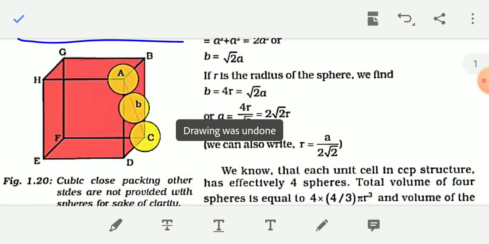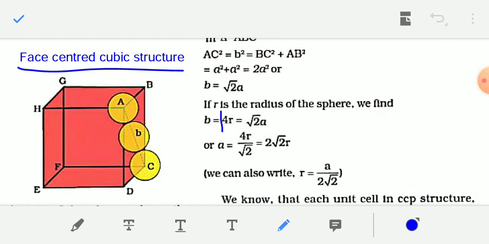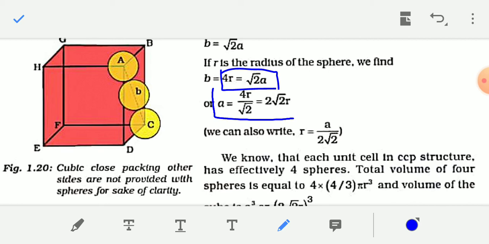So you can write, in the case of a face-centered cubic unit cell, 4r is equal to root 2 a, because the face diagonal AC is root 2 a, where a is the edge length of the unit cell. And r plus 2r plus r, that is 4r, is equal to AC. So 4r is equal to root 2 a, or a is equal to 4r by root 2, that is 2 root 2 r.